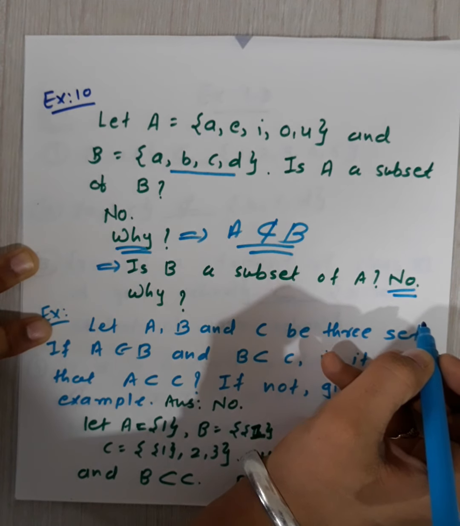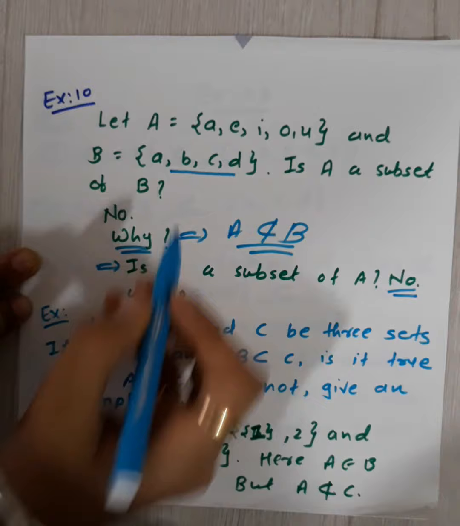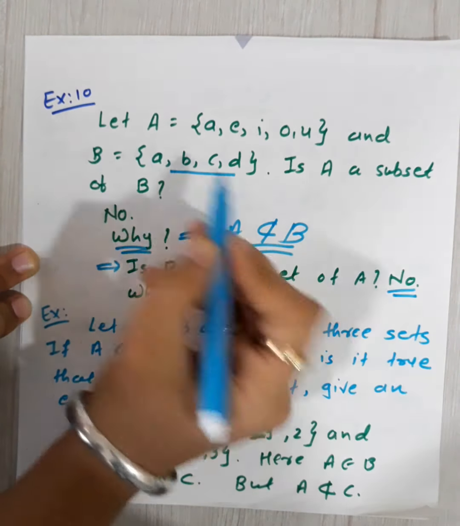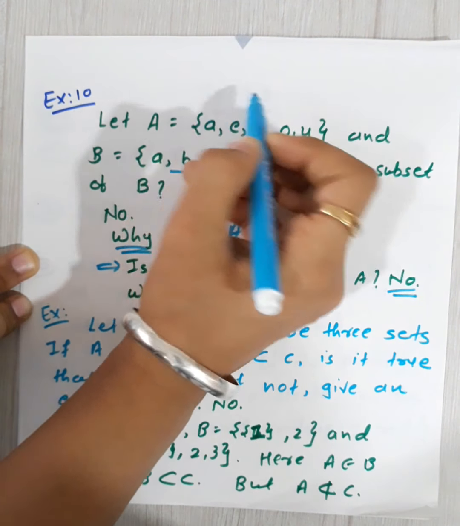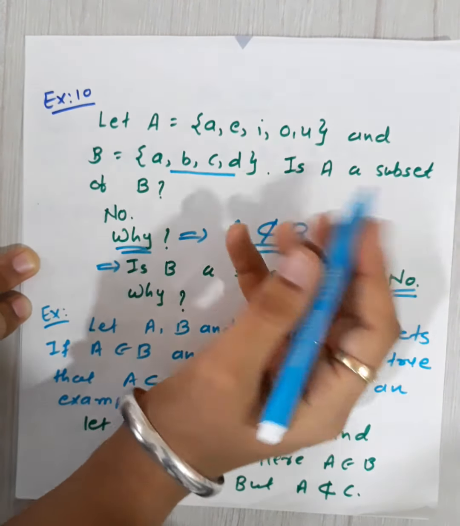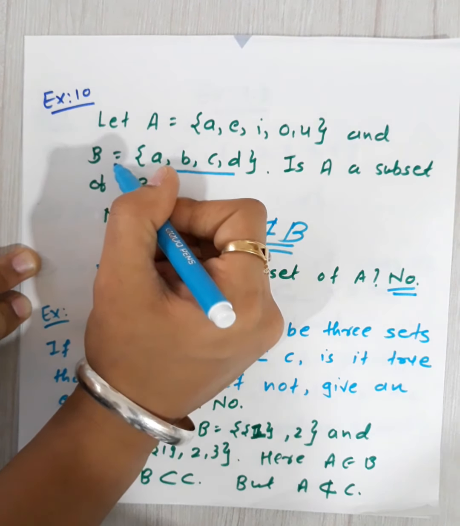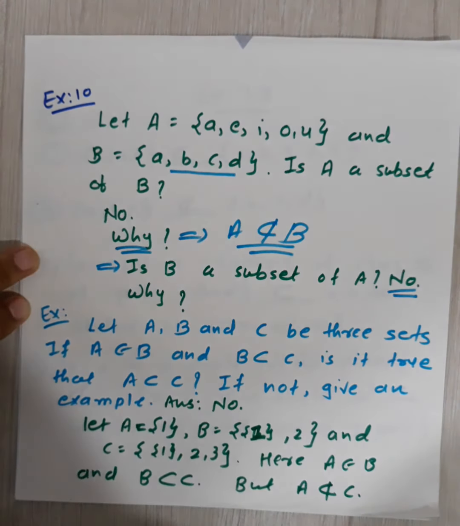Why? Because all the elements of B are not present in A. B is {A, B, C, D} and A is {A, E, I, O, U}. So all the elements of A are not present in B and all the elements of B are not present in A.